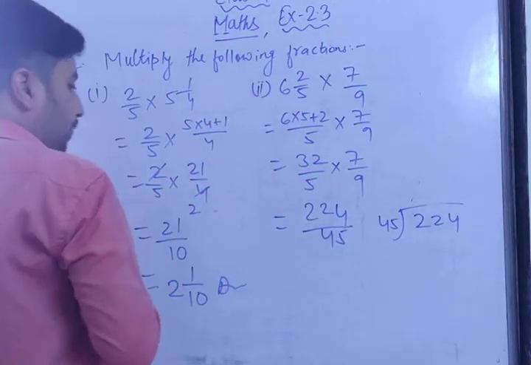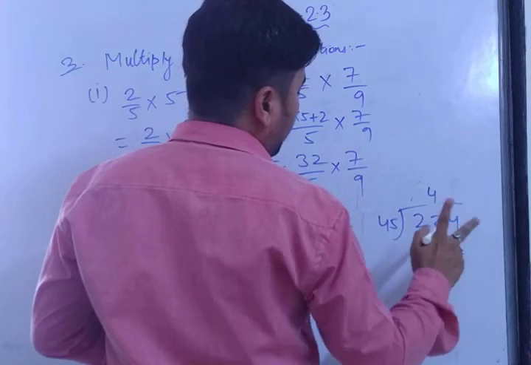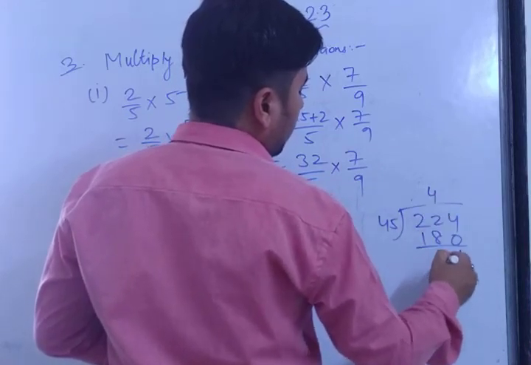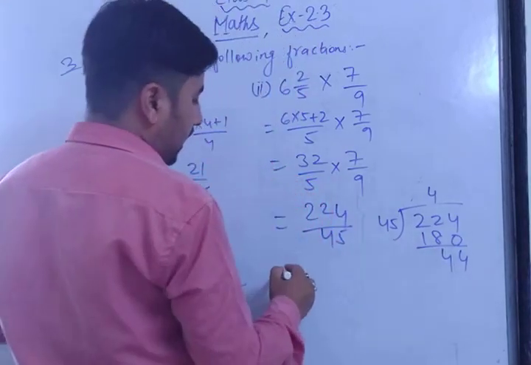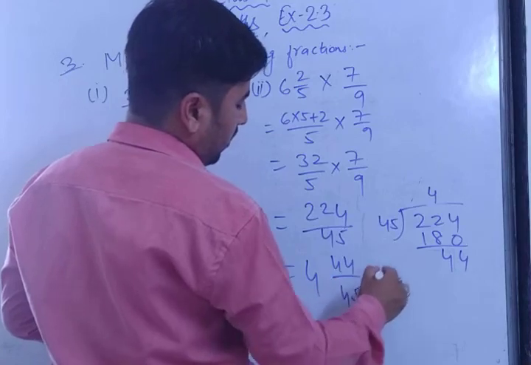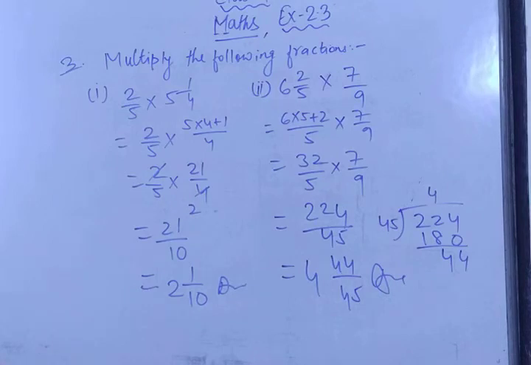So 45 4s are. 5 4s are 20, 22 minus 20, 2, 16 to 18. 4, 12 minus 8, 4. So what we will write? 4 into 44 by 40. Got it? So this is your answer, as you can see, and you can solve it also.